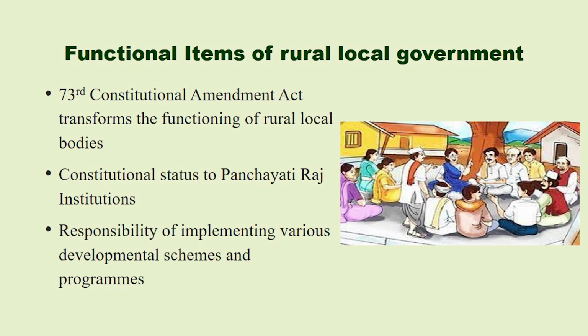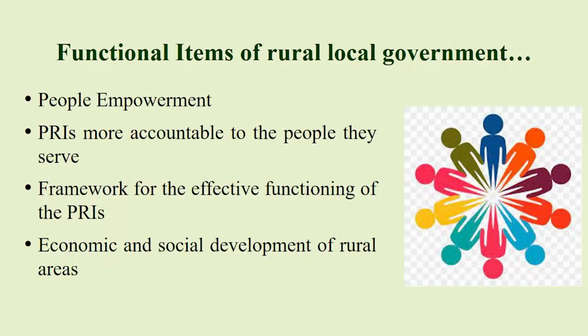Let's understand rural local government. What are the functional items? As we know, the 73rd Constitutional Amendment Act of 1992 has brought about a significant transformation in the functioning of rural local bodies in India. The Act provided constitutional status to Panchayati Raj Institutions and empowered them with the responsibility of implementing various development schemes and programs at the grassroots level. It has empowered the people at the grassroots level to participate in the decision making process and has made the Panchayati Raj Institutions more accountable to the people they serve.